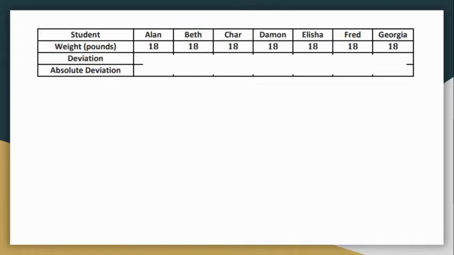Take a moment to collect a piece of paper and a pencil. We're going to work through part 1 of the independent practice work for Lesson 10. Copy this table on your paper. This shows the weights of 7 different students' backpacks. We need to complete the table by recording the deviation and absolute deviation.